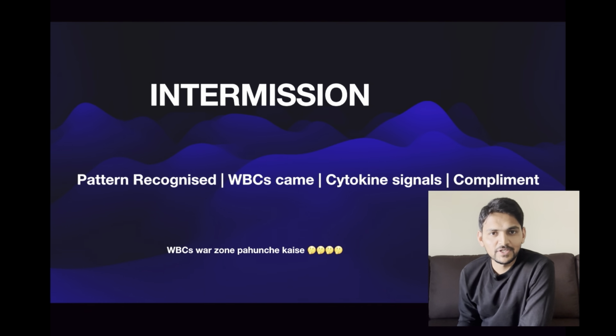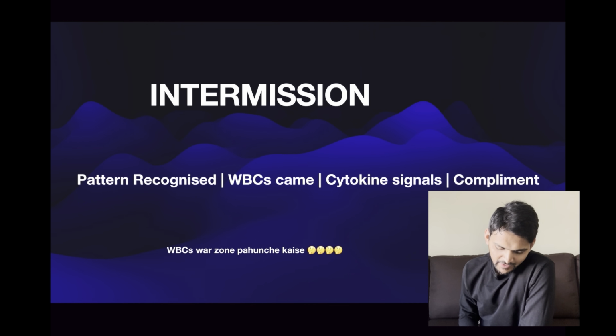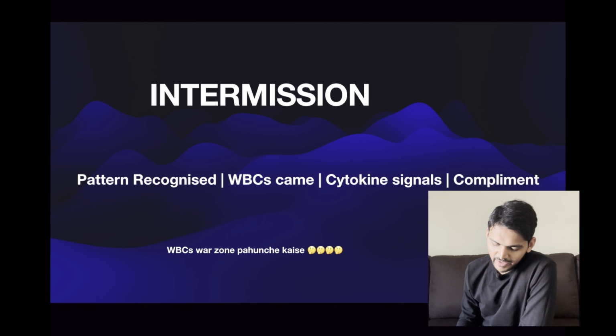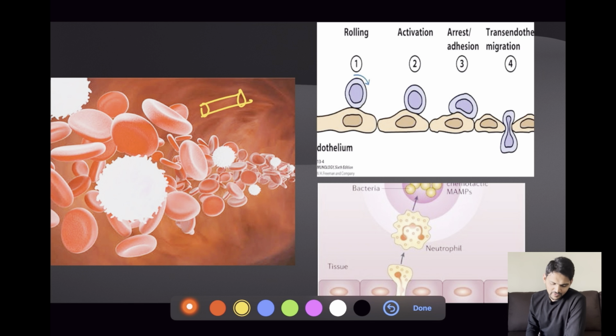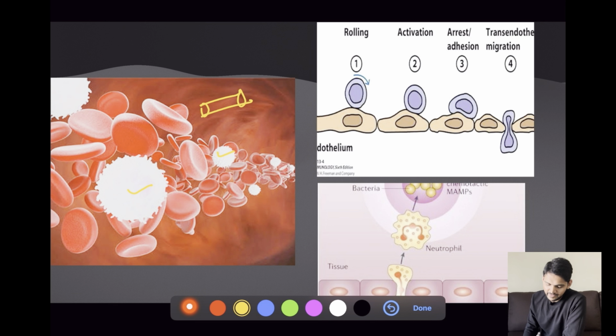Okay, after the intermission, as I told, we will see how WBCs have reached the site of problem. We know that WBCs are running fast in the bloodstream, right? So this is the bloodstream. We can now see they will be running fast inside the blood vessel. Suppose there is some injury at one particular site of our body. So there, the blood vessel will create some humps. So they will try to slow down the speed of WBCs. So these humps are created. What are those humps? They are nothing but selectins.